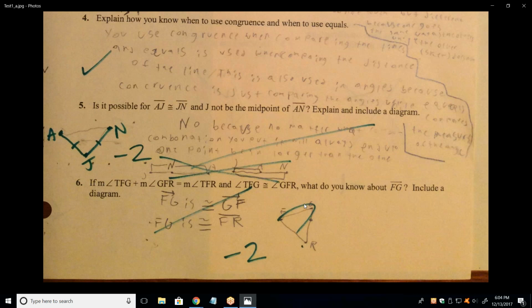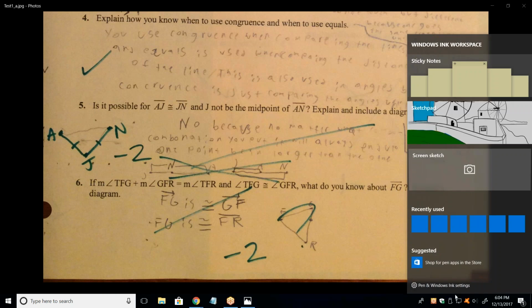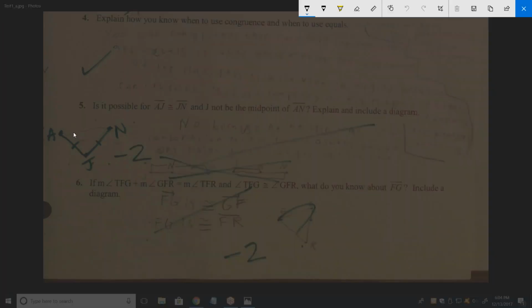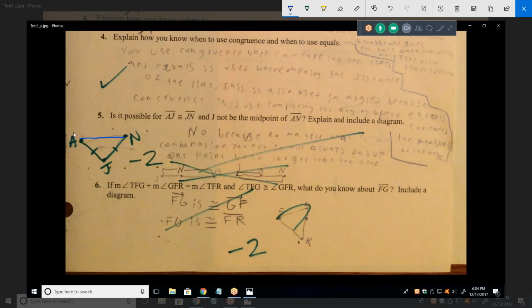Is it possible for AJ to be congruent with JN? That would merely mean they have the same lengths. And J not be the midpoint of AN. So the question is can I draw a picture where it's not true? In this picture right here, it looks to be, well, I'm not quite sure how they're saying J is the midpoint of AN. It's not.